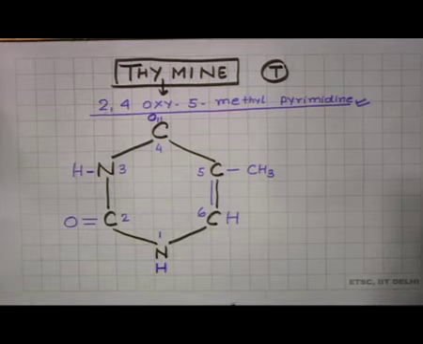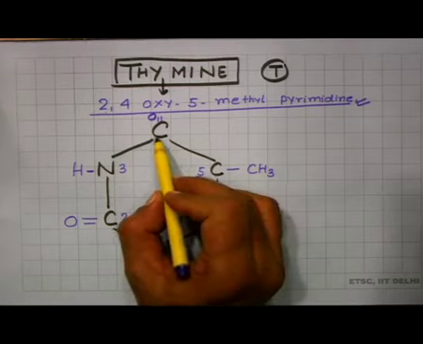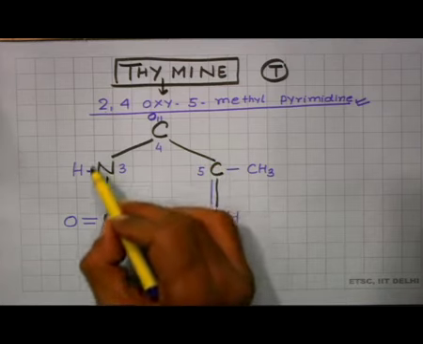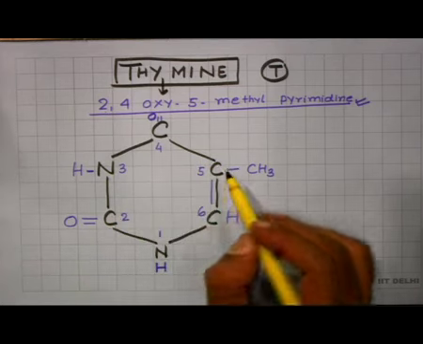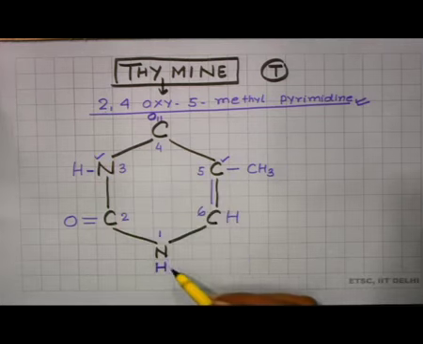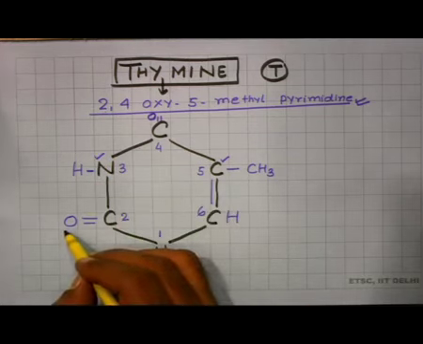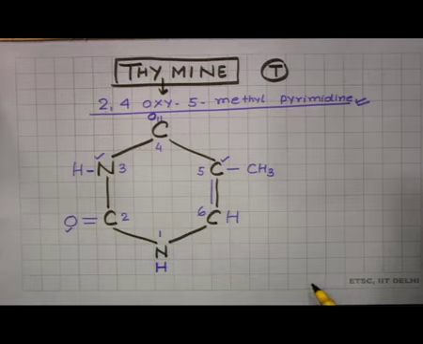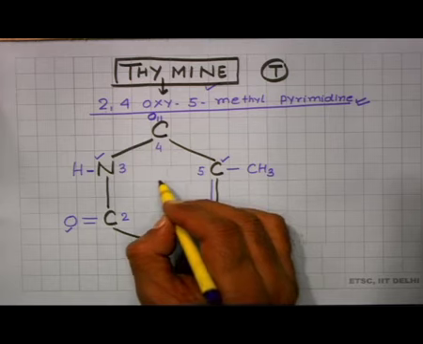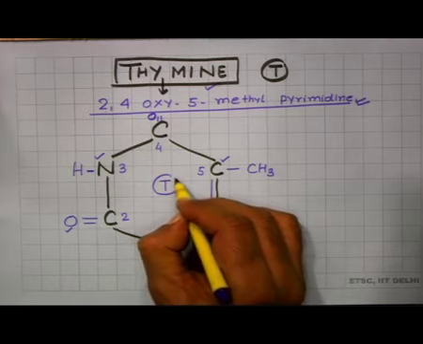So, you will see all the carbon and the nitrogen is satisfied with their bonds. All carbon have 4 bonds, nitrogen has 3 bonds, and oxygen has 2 bonds. So, this is the structure of thymine, that is correct, that is thymine.